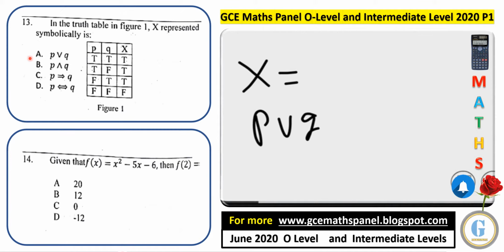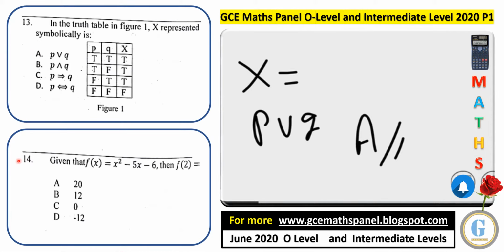So this gives us A as our answer for question number 13. We can now move to question number 14.